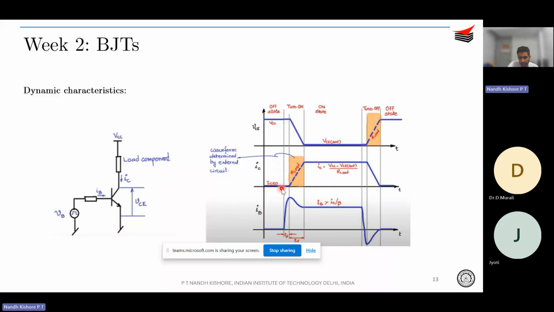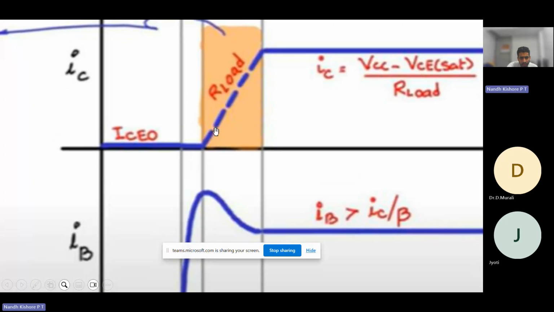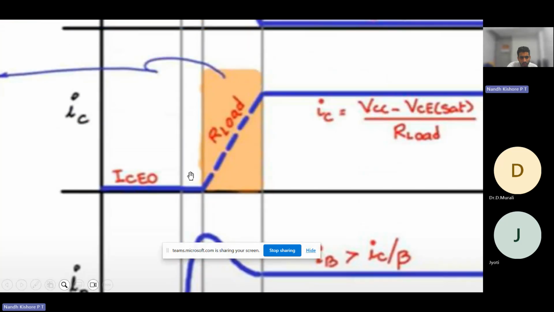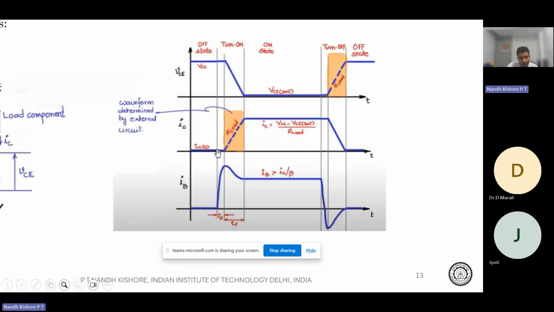Correspondingly, following this profile, your VC and IC also change. During turn on, IC increases from 0 to the rated value, correct? And the VCE decreases from whatever voltage it was blocking, that is VCC, to 0, or VCE sat. So this was about the dynamic characteristics. And what we said was there is a delay time, before which the current does not rise, and then there is the rise time of current.